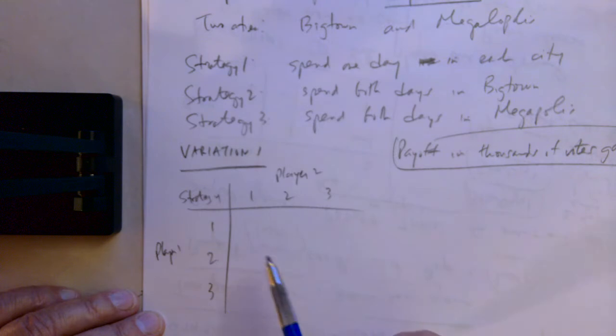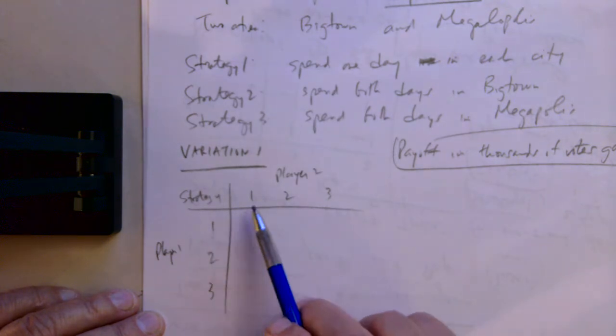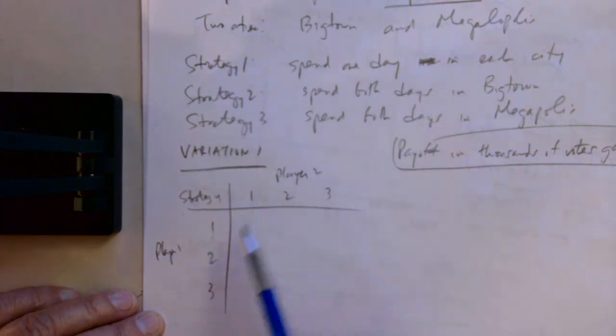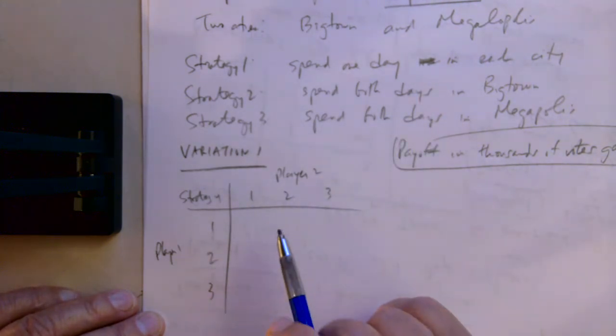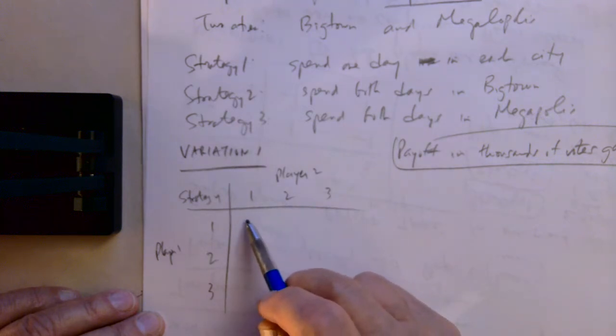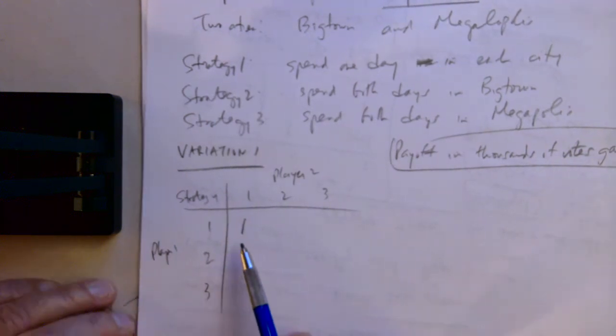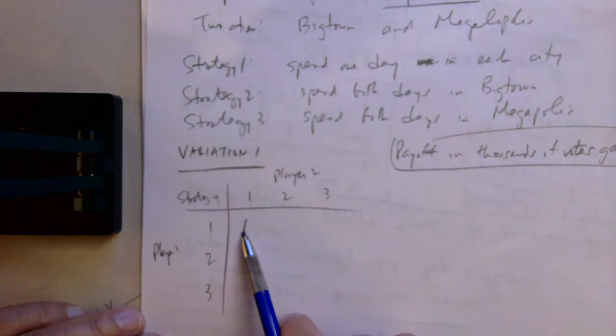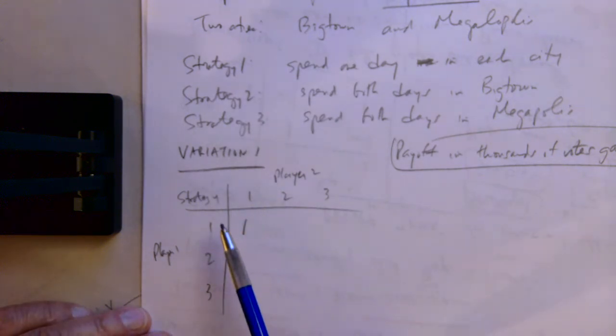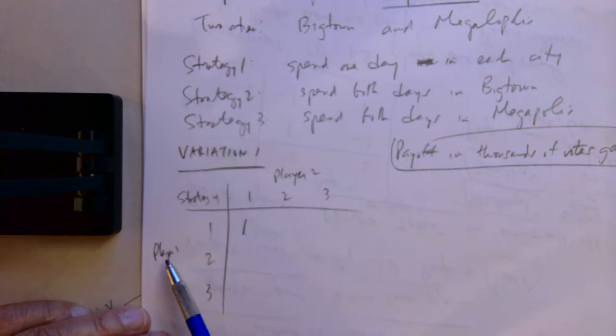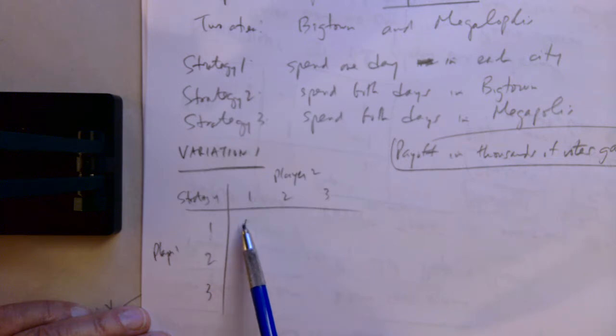So suppose if player 1 and player 2 both choose strategy 1, the gain is that player 1, the first politician, gains 1,000 votes. That is, if each politician chooses to spend 1 day in each city, the result in the end is player 1 will pick up 1,000 votes, and this is a zero-sum game. That means player 2 will have lost 1,000 votes.